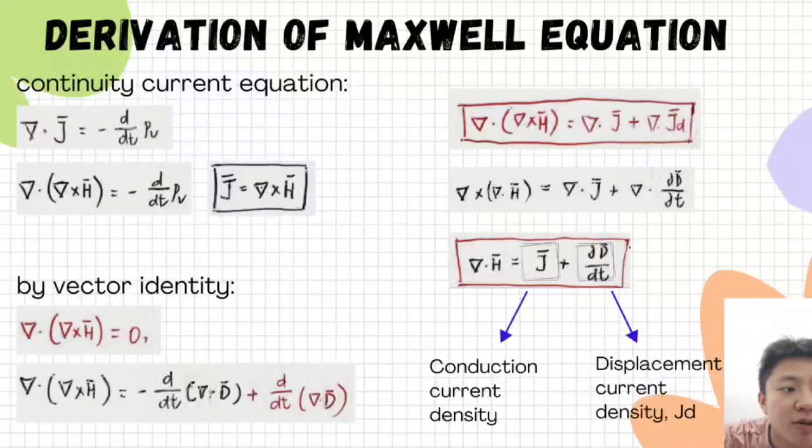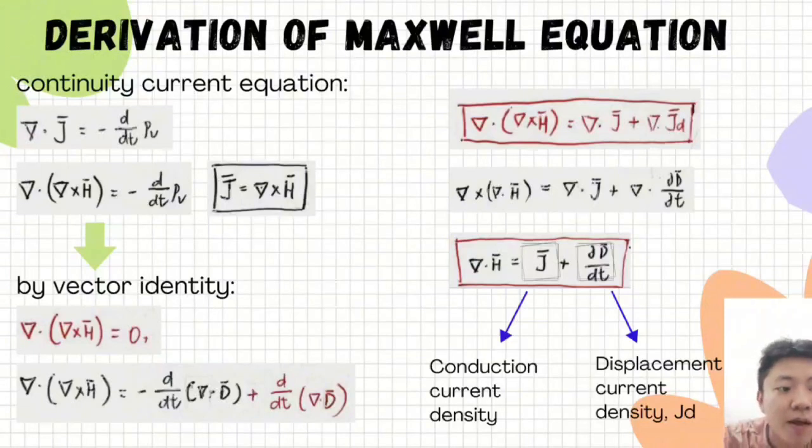We know that from the continuity current equation, the divergence of current density is equal to the negative partial derivative of charge density with respect to time. Before this, we concluded that the current density vector is the curl of the static magnetic field vector. Therefore, we substitute it into the continuity current equation. According to vector identity, we know that the divergence of the curl of any vector will always be zero. Therefore, the whole equation now is also equal to zero.